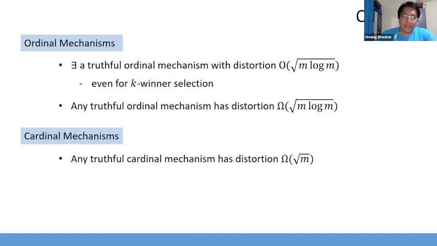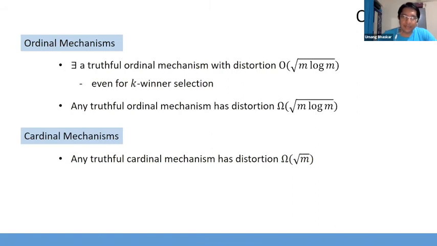For cardinal mechanisms, well, we found this somewhat surprising: any truthful cardinal mechanism also has distortion omega of square root m. So here there is no loss imposed because of the translation from cardinal to ordinal utilities, right? It's all cardinal. So in some sense, the mechanism has access to a lot of information, but just truthfulness itself is enough of a constraint that the distortion is omega square root m.